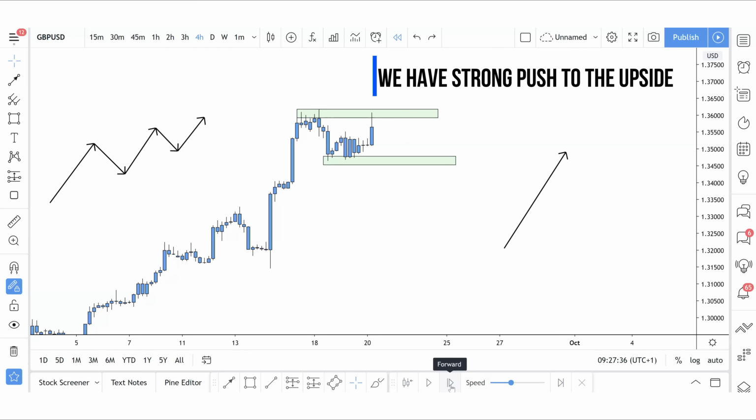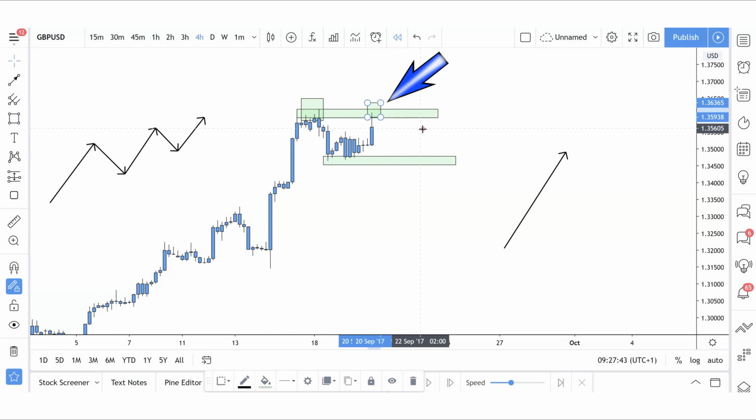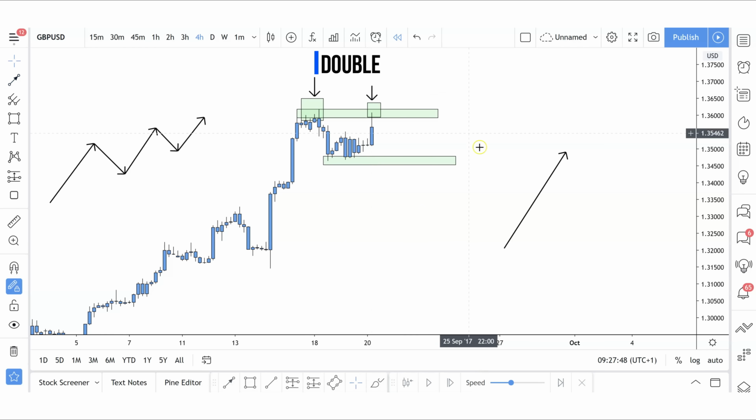We have a strong push to the upside now, but look what's happening. We're reacting from this level. We can start to see here prices made a structural high. We're reacting to that structural high. And if we mark these two areas here, we probably call this a double top.